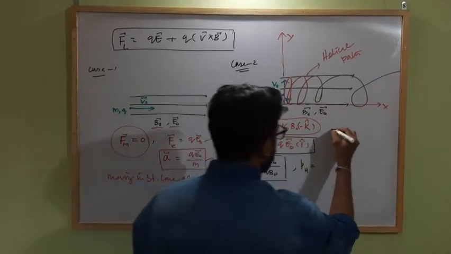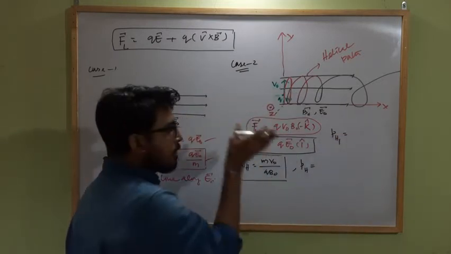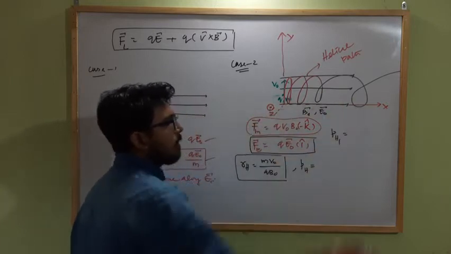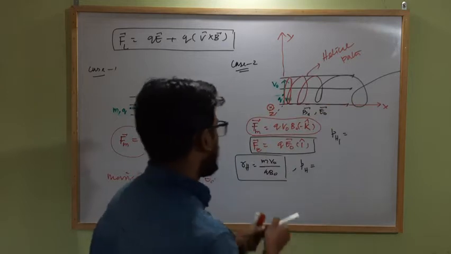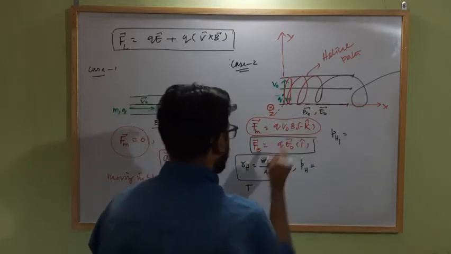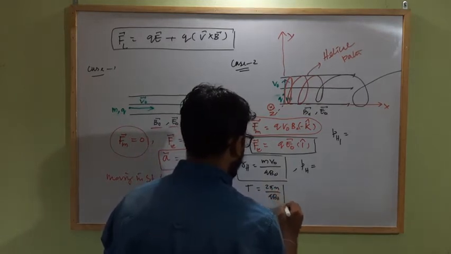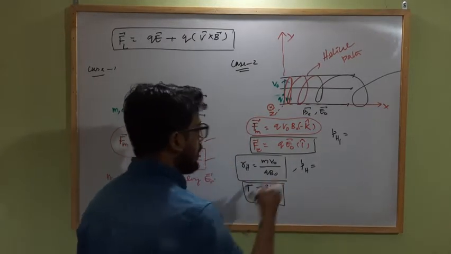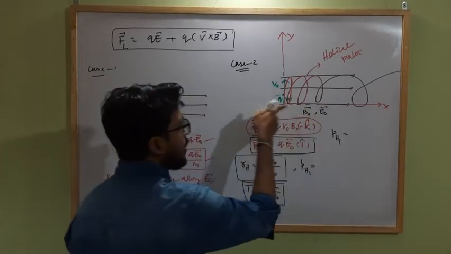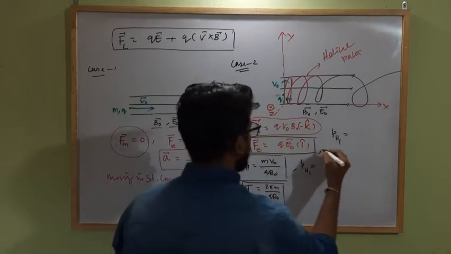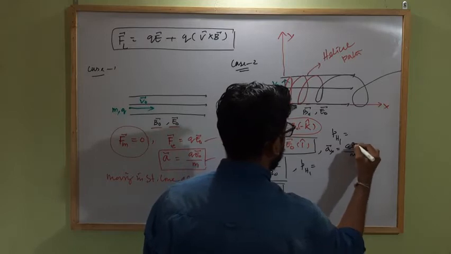So what is the value of pitch 1? What is pitch? The distance covered by the particle along the linear direction in one time interval. So what is the time interval for the moving charge? It is equal to 2 pi m by q v naught, because the time interval is independent of velocity. So pitch 1 will be how much? The initial velocity along the x axis is 0, and the acceleration along the x axis is equal to how much? q E naught by m.